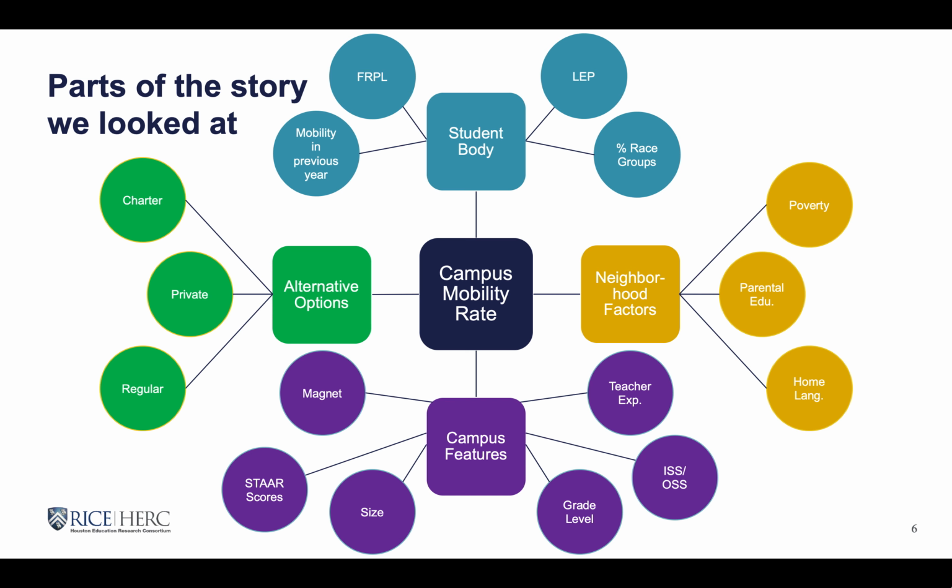Alternative options include the number of charter, private, and regular schools within a 10-minute drive of campus. Lastly, neighborhood factors included average parental education, type of household, language spoken at home, employment, home ownership, and poverty rates.